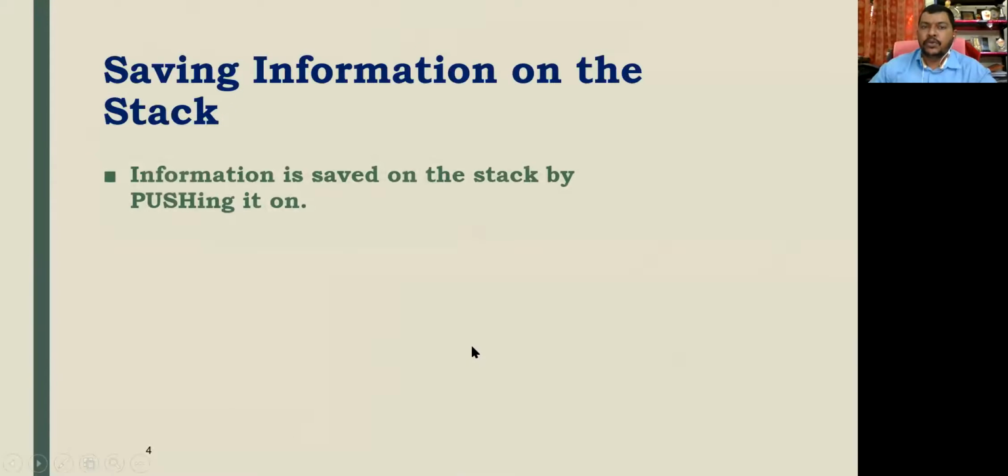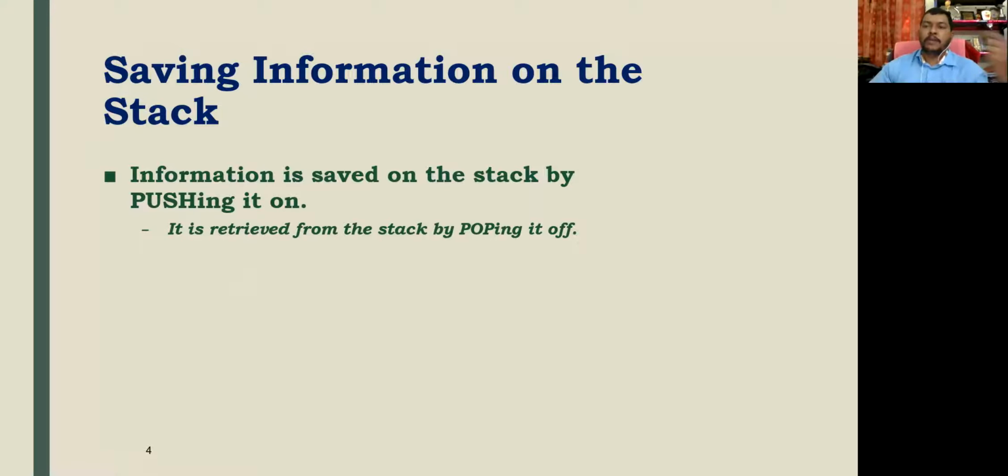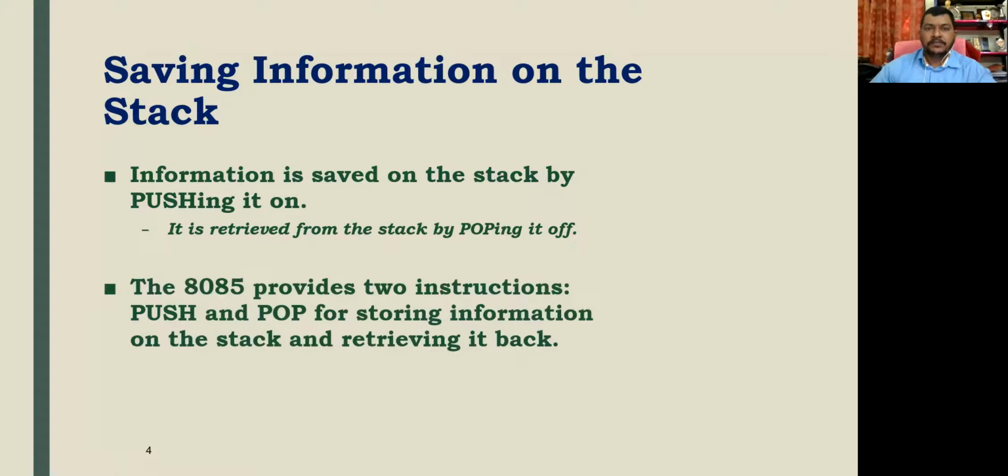Right? The information is saved on the stack by pushing it on. Let me show you the animation. And it is retrieved. Now it has been pushed, that is, saved; if we want to take it back, we will have to pop it. So 8085 provides two instructions, push and pop, for storing information on the stack and retrieving it back.